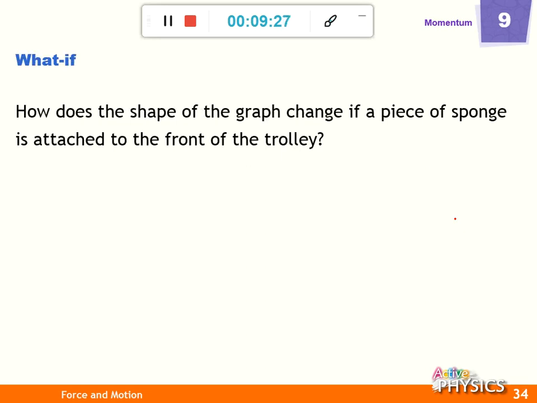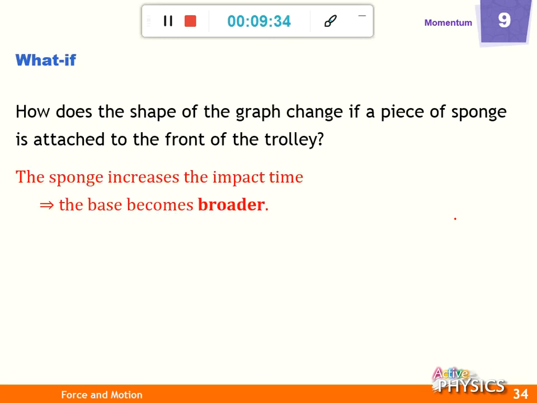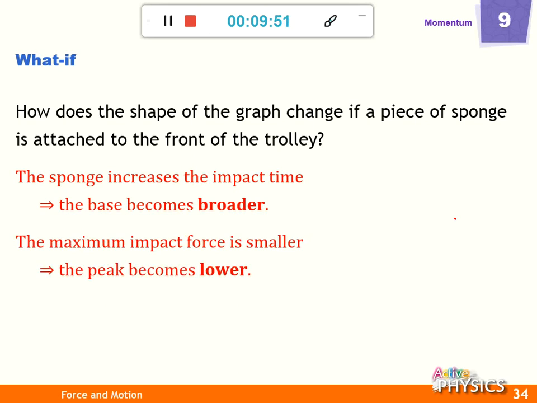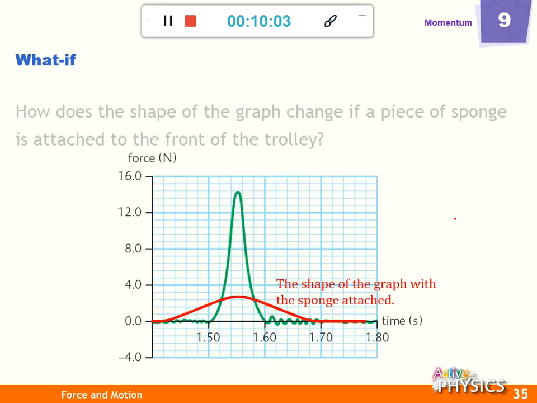How about this? How does the shape of the graph change if we have a sponge? You should know what a sponge is. It will absorb the impact force. But how? It increases the impact time, because it is very easy to have deformation. Then the maximum impact force will be smaller than before. The peak value will be lower. But the area under the graph should remain unchanged. The graph will be like that. Okay, the time for it will be longer.